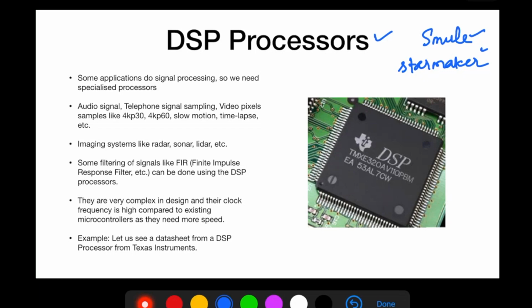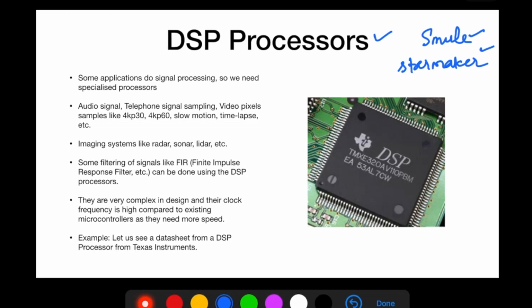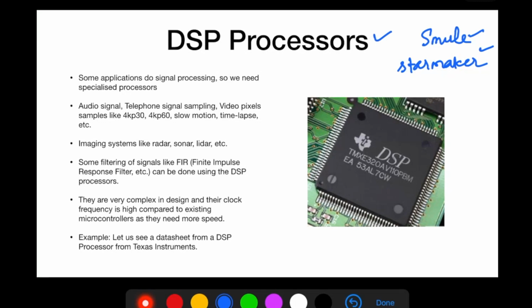So I am in a locked room now. If I want to go for a larger audience, then I can use the larger audience. So that way I can use this. In processors, there are some processors called digital signal processors that do these kinds of jobs.